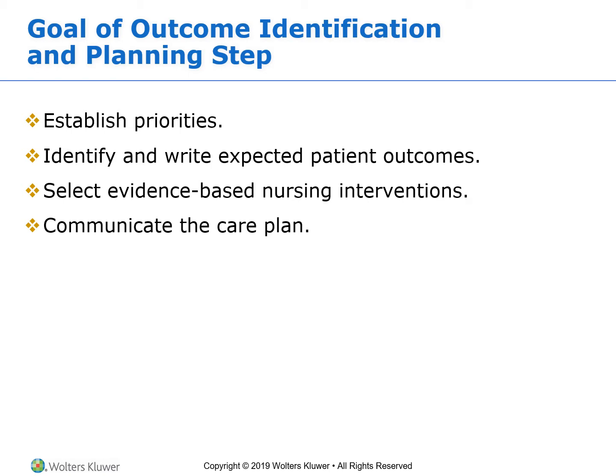So as the nurse, you'll be collecting and interpreting data, identifying patient strengths, health problems, and then you have to plan your nursing actions. During the outcome identification and planning step of the nursing process, you will work in partnership with the patient and the family. And part of your job will be to establish priorities, identify and write expected patient outcomes, select evidence-based nursing interventions, and then communicate the nursing care plan.